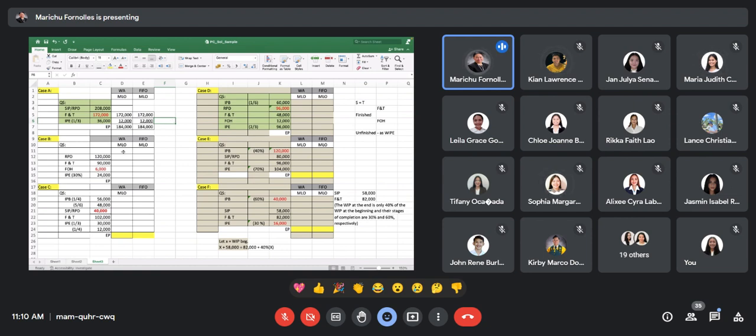Yes, miss. Okay, next. In case B, there is no work in process beginning. Therefore, expect that your EP under weighted average will be equal to your EP under first in, first out. My first question now is, how many units shall be multiplied by 100%? How many units must be multiplied by 100%?